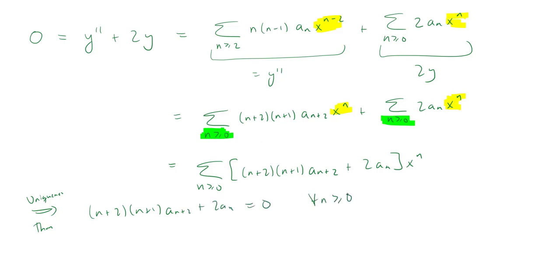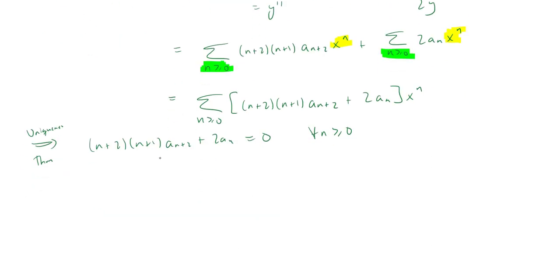Now I can solve this for a sub n plus 2 and get a recurrence relation. So this implies that a sub n plus 2 equals negative 2 over n plus 2 times n plus 1, and then times a sub n. Again, this is for all n at least 0.